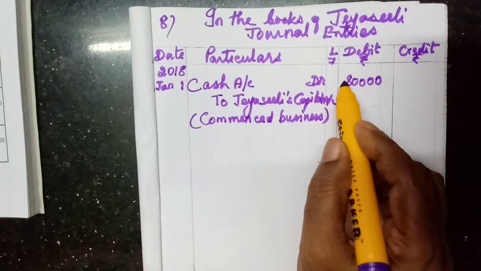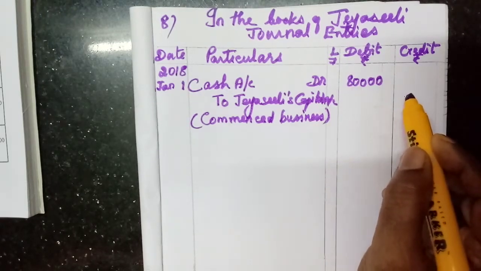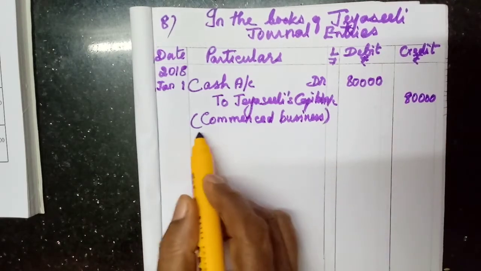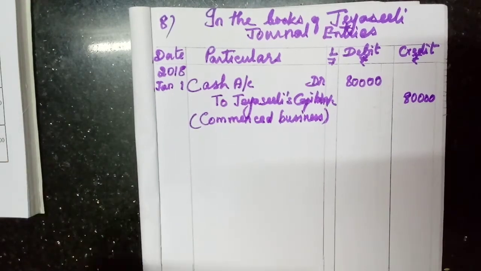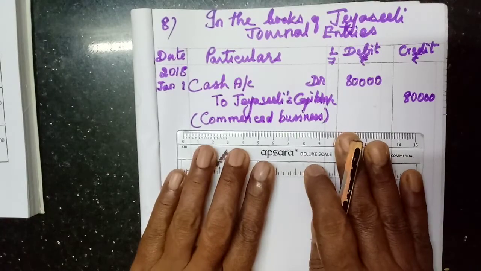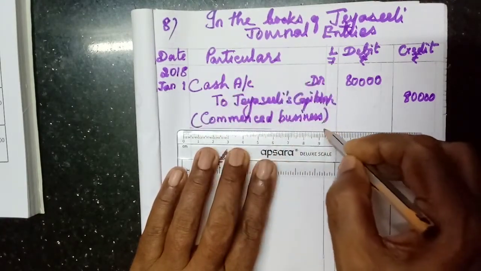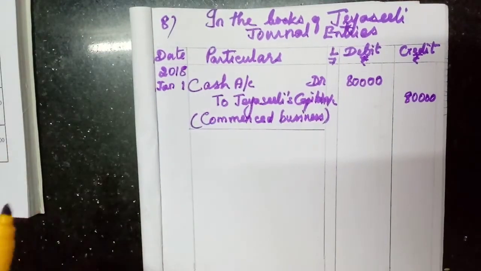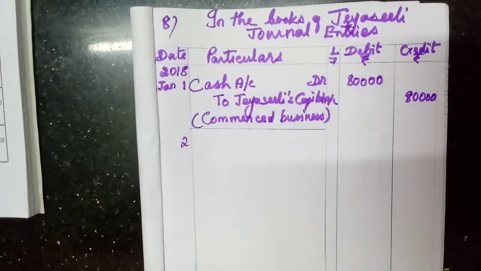Every time you have to leave little space here. The same way, leave little space and write 80,000. Okay, then you draw one line or you leave one line. Okay, leave one line here. Otherwise, in that line you draw a line. That's all. Okay, with your pencil. Now second transaction, date 2. Okay, 2. I will explain that one.